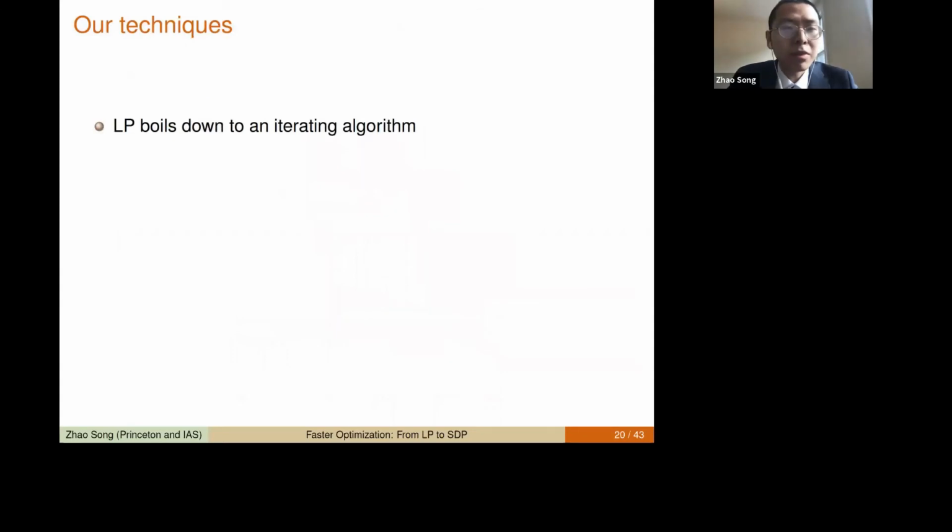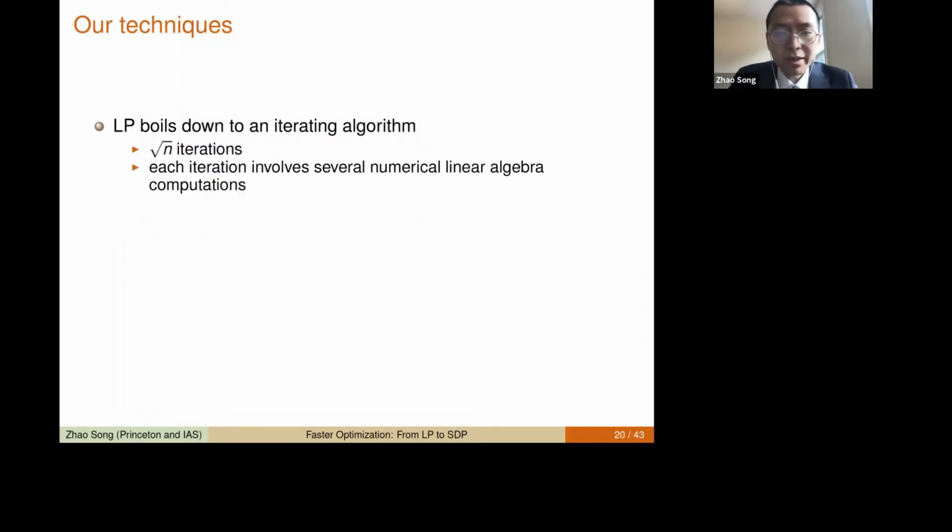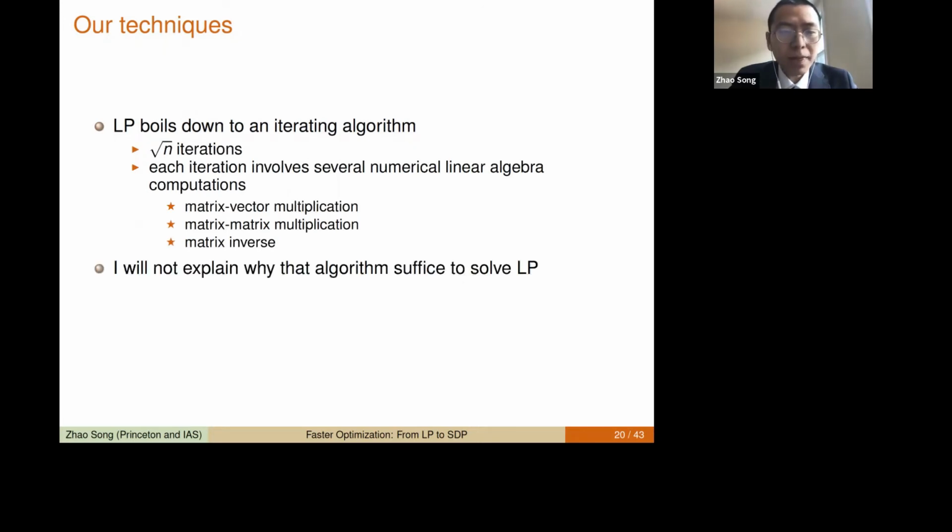Now I will give you some ideas of how the LP techniques work and how we improve them. LP boils down to an iterative algorithm, and every iteration involves several numerical linear algebra computations, for example multiplying a matrix with a vector, matrix multiplication, or matrix inverse. In the rest of the talk, I will not explain why the algorithm suffices to solve LP. I will just focus on presenting the bottlenecks and tell you how to improve them.